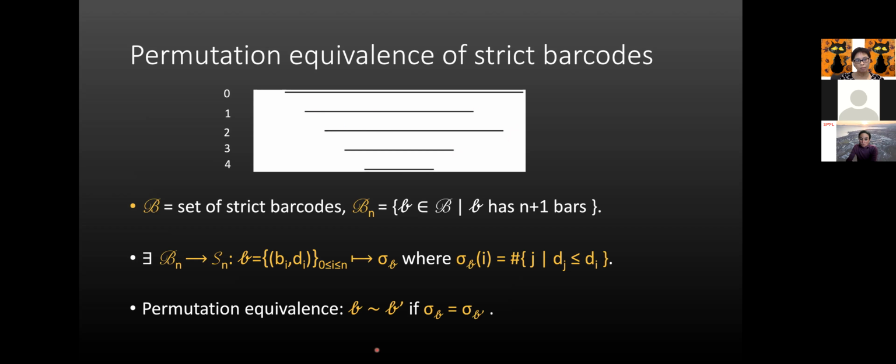And we'll say that two strict barcodes are equivalent if and only if the associated permutations are the same. You can think about what this notion of equivalence means. It means I can shrink the bars a bit. There are some affine transformations that I can apply here and not change the permutation type of the barcode.